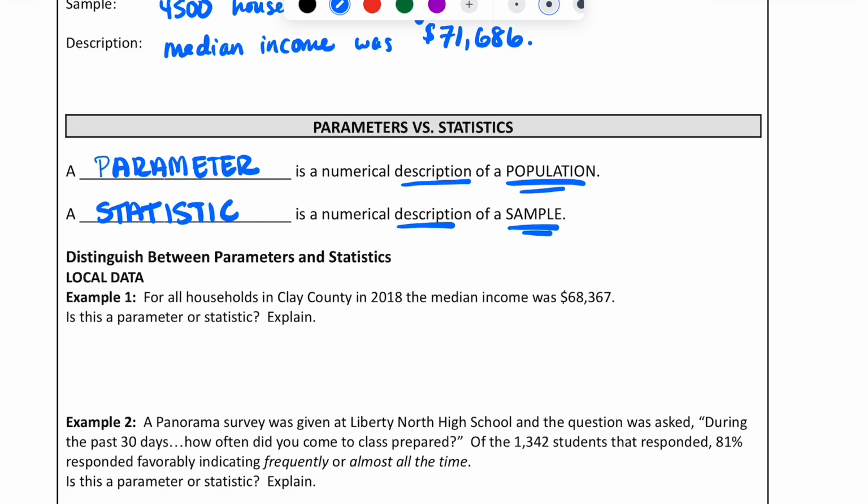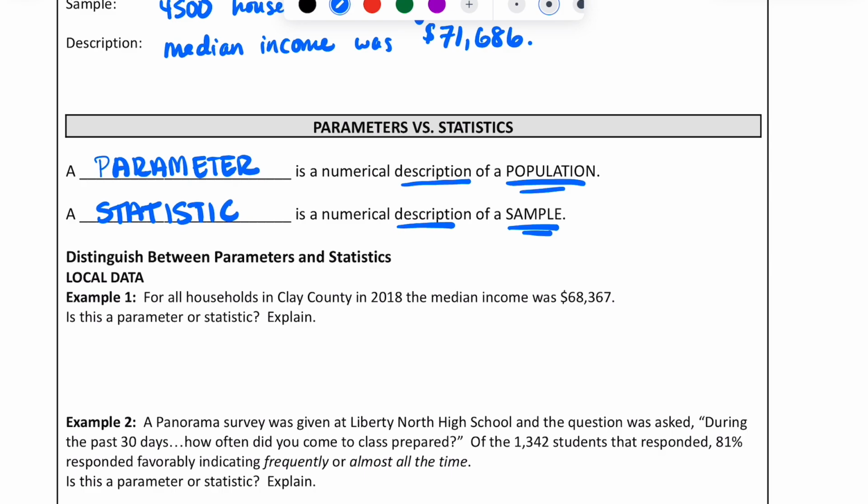So in both cases, they are measures of the study. But it's all going to come down to the original group. If the original group is a population, it's going to be a parameter. If it's coming from a sample, that will be a statistic. So remember P and P, S and S. So let's try this here.